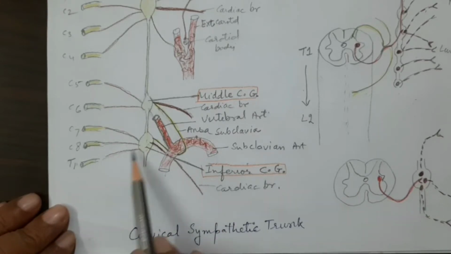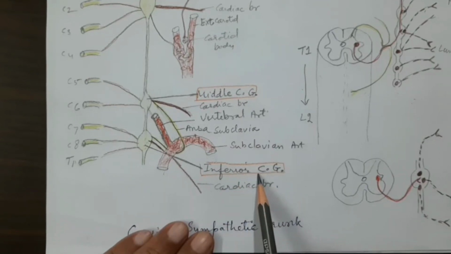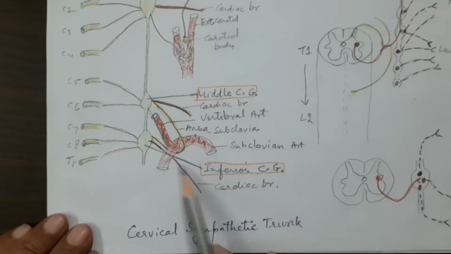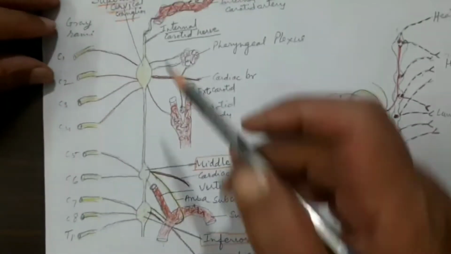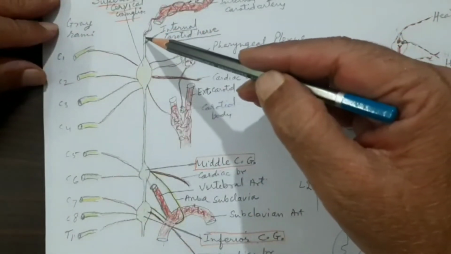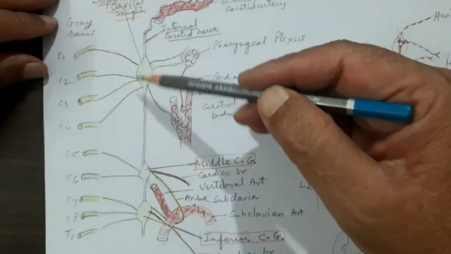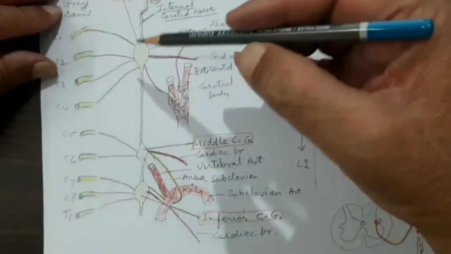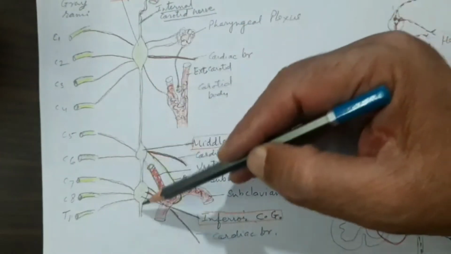Since here the T1 has also fused, this inferior cervical ganglion should be called the cervicothoracic ganglion. Not only the inferior cervical, it is the cervicothoracic ganglion. So you have learned the extent of the sympathetic trunk, from the base of the skull to the neck of the first rib, where it will continue as the thoracic sympathetic trunk. There are 3 ganglia.